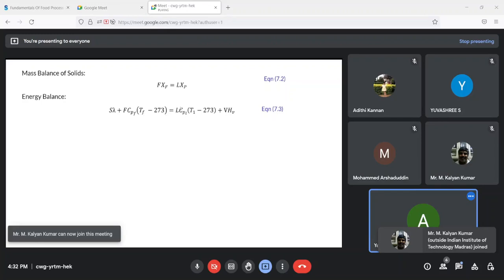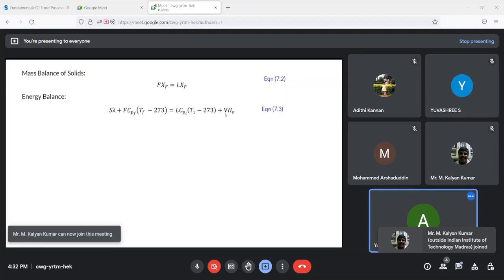So the outlet energy balance can be given as follows: your product stream will also have a certain enthalpy, L into Cpl into delta T. Here your T will be T1, since your liquid is boiling at T1, that will be the temperature of your outlet concentrated stream. So T1 minus 273, plus your vapor, which will have the amount of vapor into the enthalpy of the vapor. Since we don't have a specific heat capacity of the vapor, we directly have the enthalpy of the vapor here. So inlet steam plus inlet feed is equal to outlet concentrate plus outlet vapor. This is your energy balance.